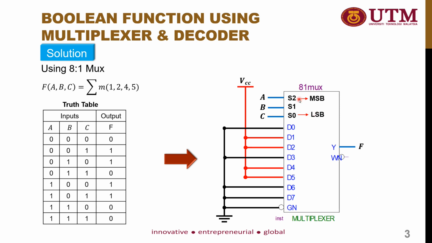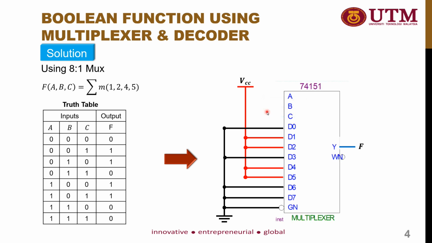So as S2 represents the MSB, the MSB part of your input will be connected to the MSB part of the selector pin. Therefore, A will be connected to S2 because A is the most significant bit of your inputs. And C will be connected to S0, because C is the least significant bit of your inputs. Okay, and it will follow the arrangement of the inputs, by significance level.